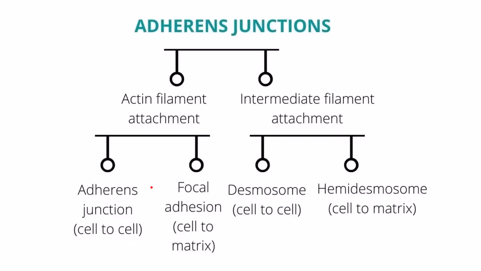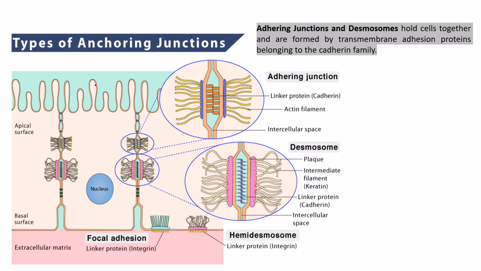So let's see what the types of adherens junction are. They are classified according to the filaments used for the attachment. When we use actin filaments, there are two types of junctions, that is adherens junction and focal adhesion. Adherens junction is cell-to-cell and focal adhesion is cell-to-matrix. The matrix is the extracellular matrix. And with intermediate filaments, we have desmosomes, which is a cell-to-cell connection, and hemidesmosomes, which is a cell-to-matrix connection.